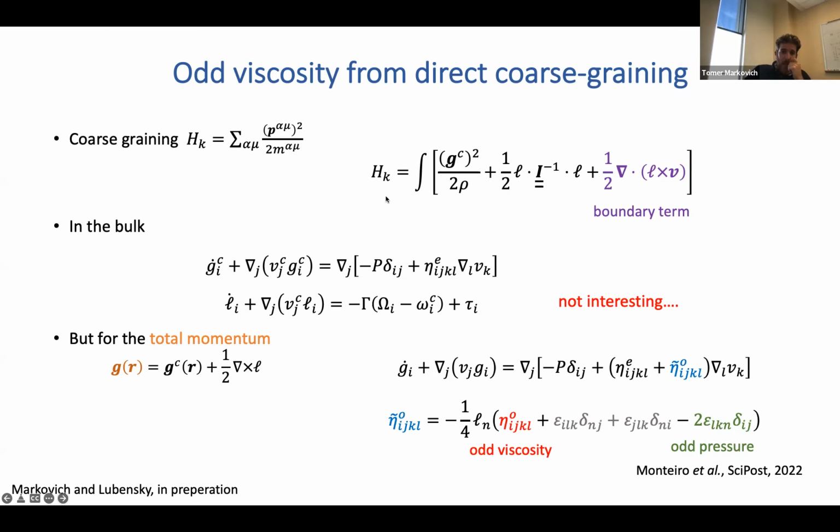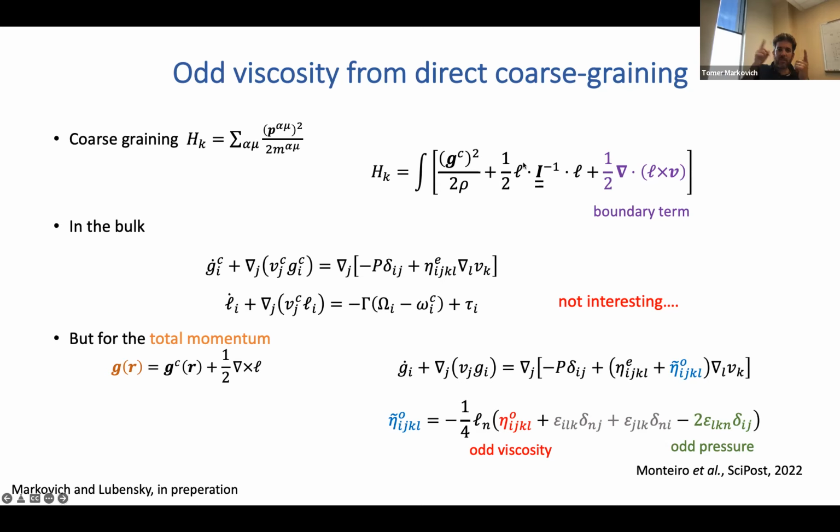And what we find is that the term that we wanted to have that gives odd viscosity now actually appears as a boundary term. So if I look in the bulk or in a system with periodic boundary conditions, this term doesn't do anything. So the Hamiltonian actually looks like the regular Hamiltonian that has a center of mass G squared over 2 rho plus L squared over 2I if it's isotropic.